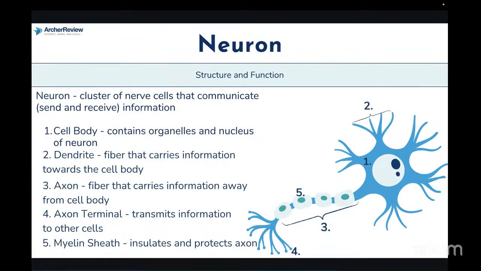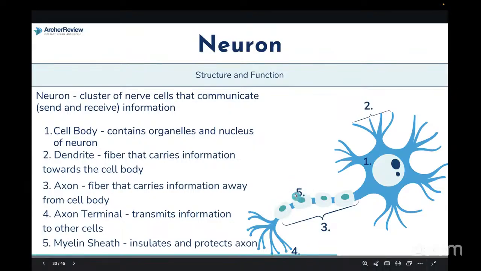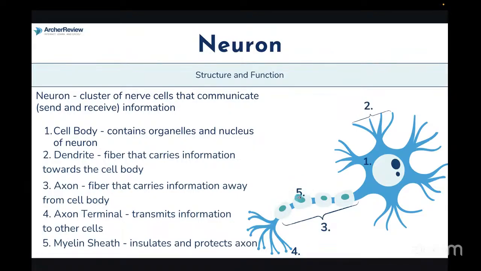But let's not forget about this structure that I've labeled 5 here. This is called the myelin sheath. And the myelin sheath are these lighter green structures that surround the axon. The myelin sheath's job is to insulate and protect the axon. That means the axon must be pretty important if it has its own structure to surround it, insulate it, and protect it. That's because it is that important.